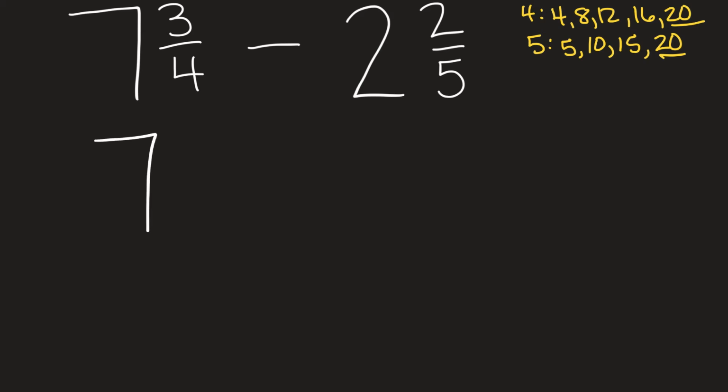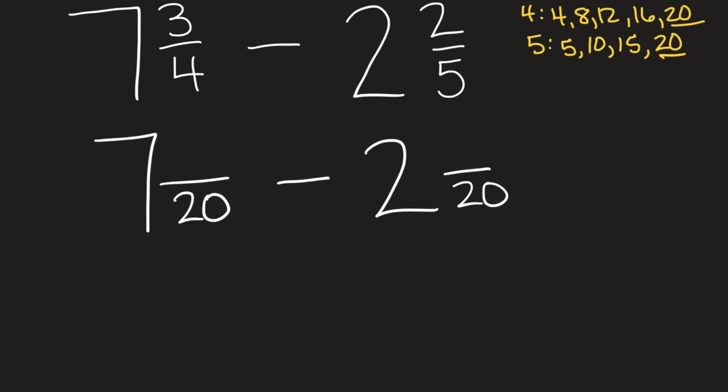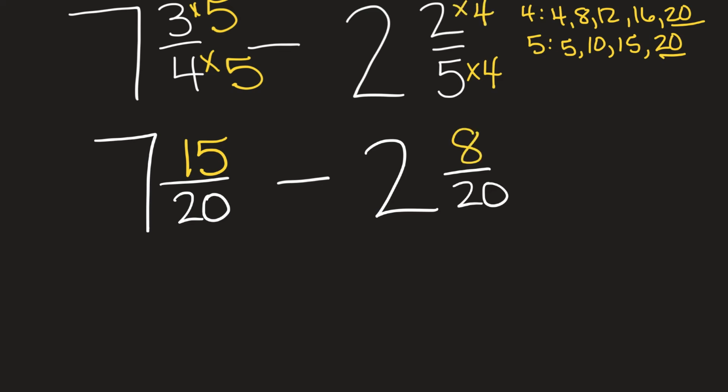So my whole number stays the same, and I'm going to change the denominator to 20. Now, what do I multiply 4 by to get 20? Multiply 4 by 5. So to get my numerator, I have to multiply the numerator by 5 as well. 3 times 5 is 15. Okay? Now on this one, I multiply my 5 by 4 to get 20, so I'm going to multiply the numerator by 4. 2 times 4 is 8.